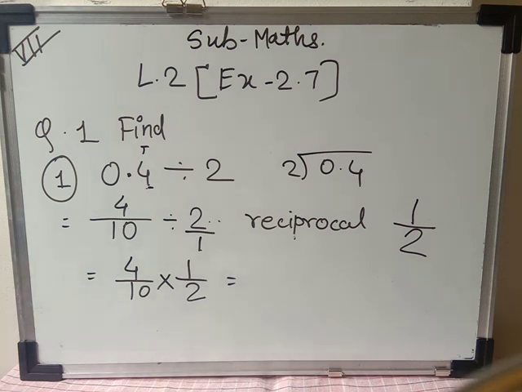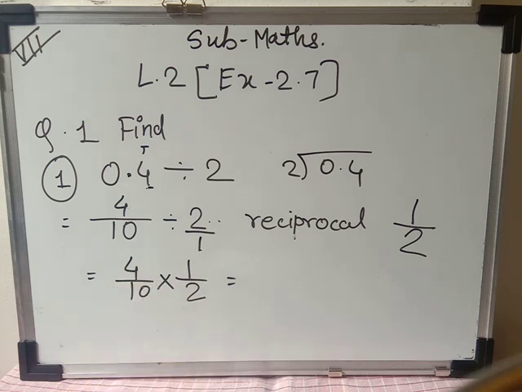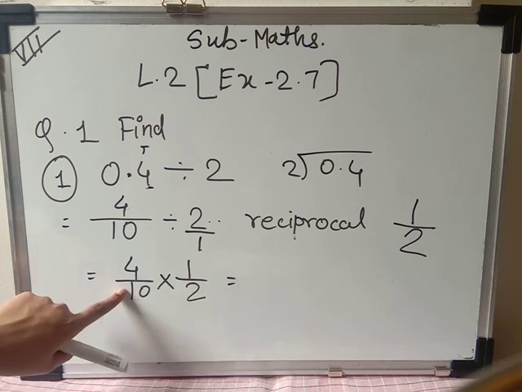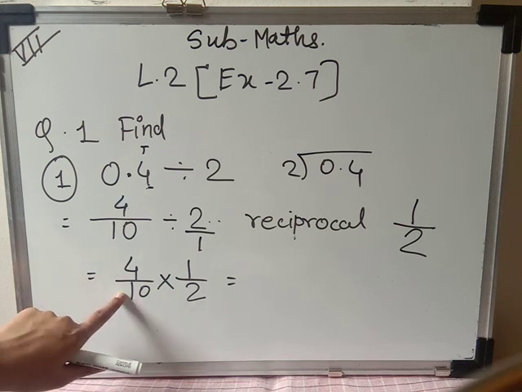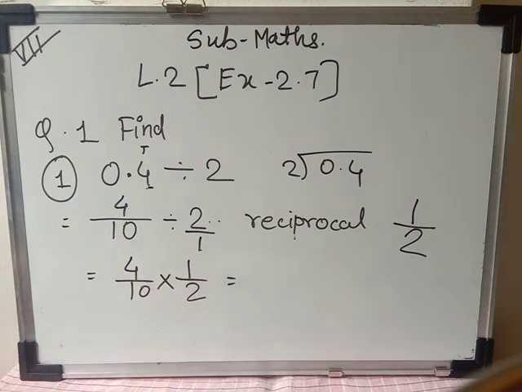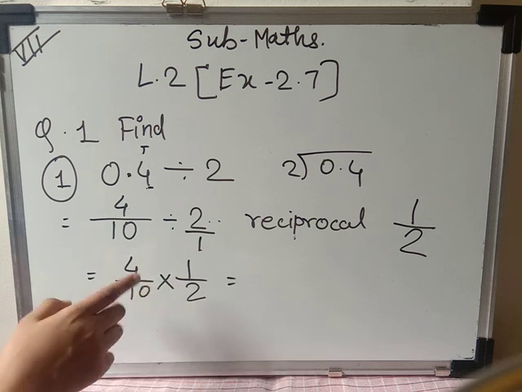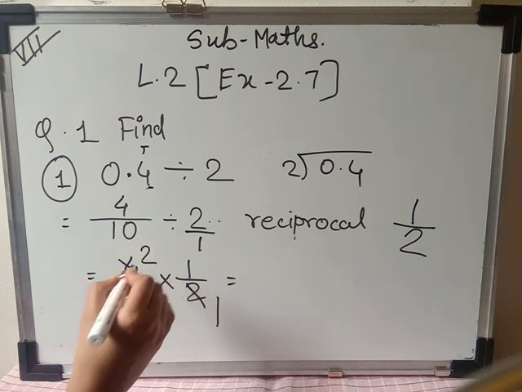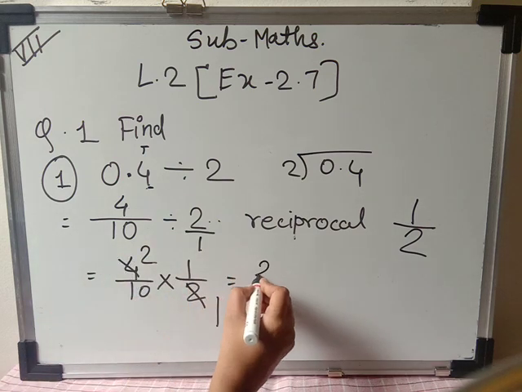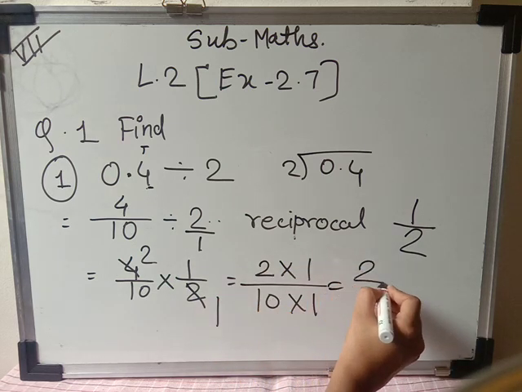Yes, here the two numbers are 4 and 2, both are divisible by 2. Here some student will say, no teacher, here 10 is also there which is divisible by 2. But students, here the denominator is 10 and 2 is also a denominator, so we can't divide across the denominators. So you are not supposed to divide 10 by 2 for this question. So here will come 2 1s are 2, and 2 2s are 4, and here will come 2 multiplied by 1 and 10 multiplied by 1. So here will come 2 upon 10.